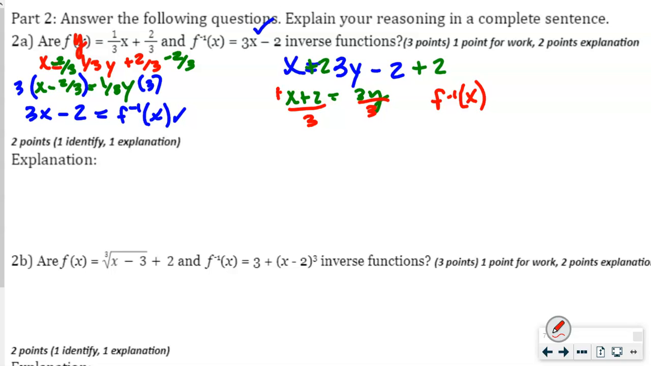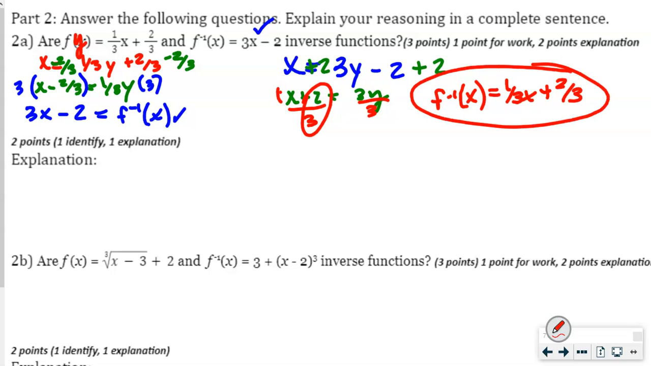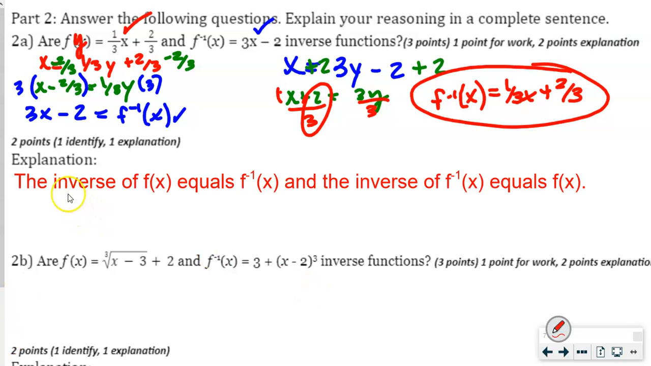So that's going to give us f to the negative 1 of x. And this is a 1 in front of here, so this is still 1/3 x, and then this right here is 2/3, right? Plus 2/3. So that is the inverse of this, right? So they are the same as well. So what would we write then? That is the question. So I would write that the inverse of f of x equals f to the negative 1 of x, which is the inverse, and the inverse of f to the negative 1 of x equals f of x. Thus, they are inverses. Okay?